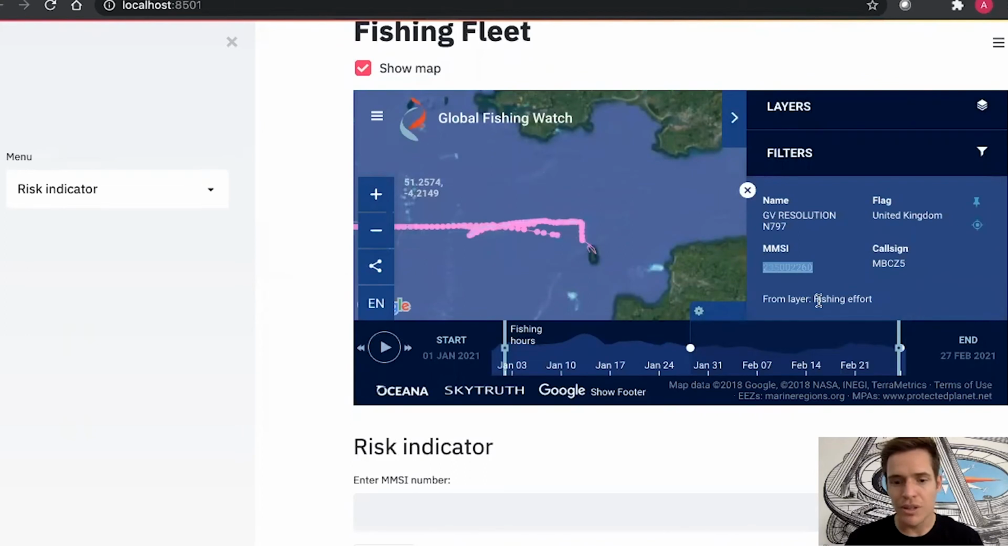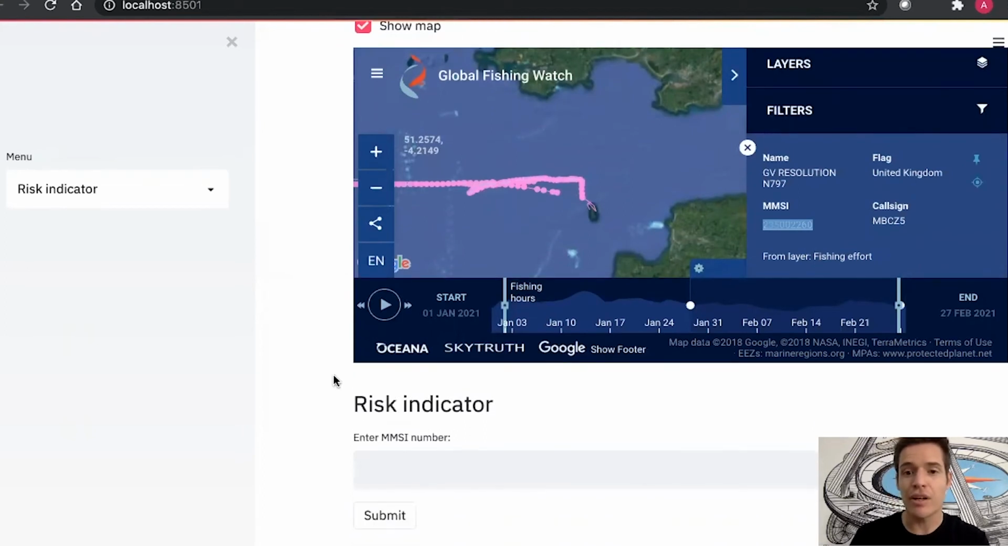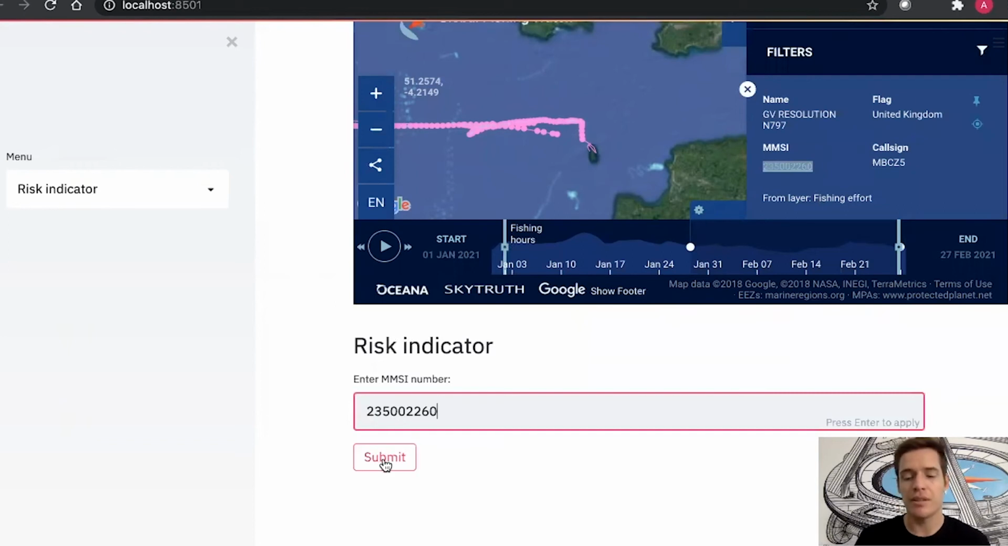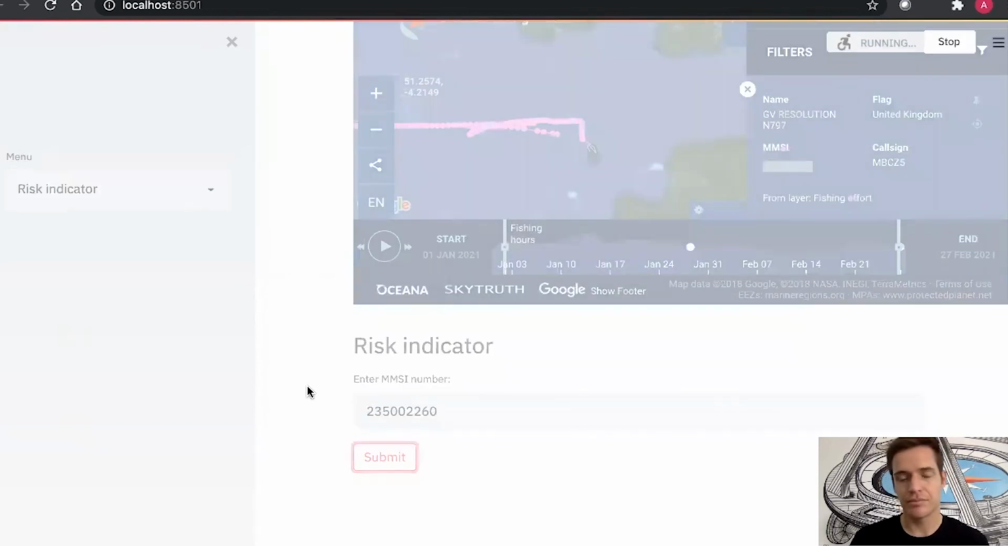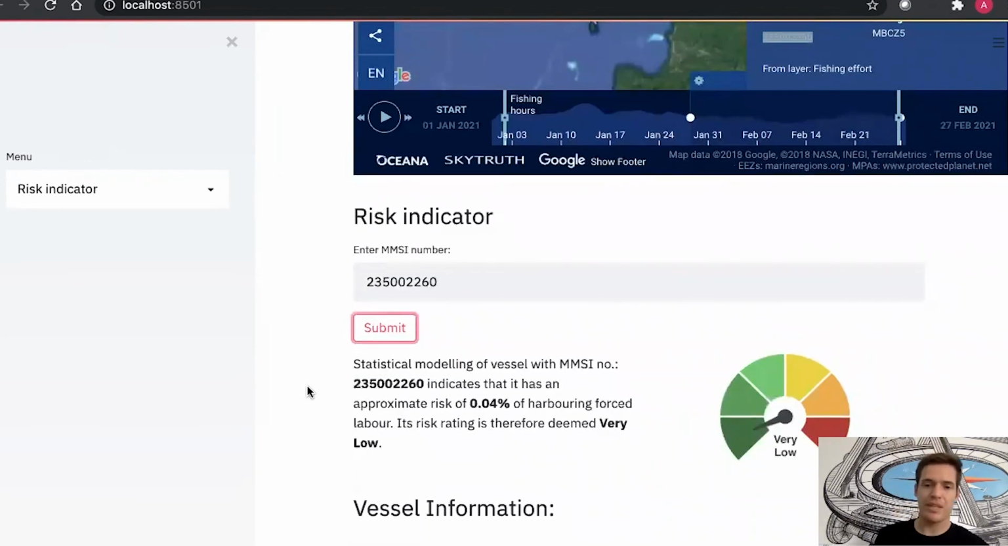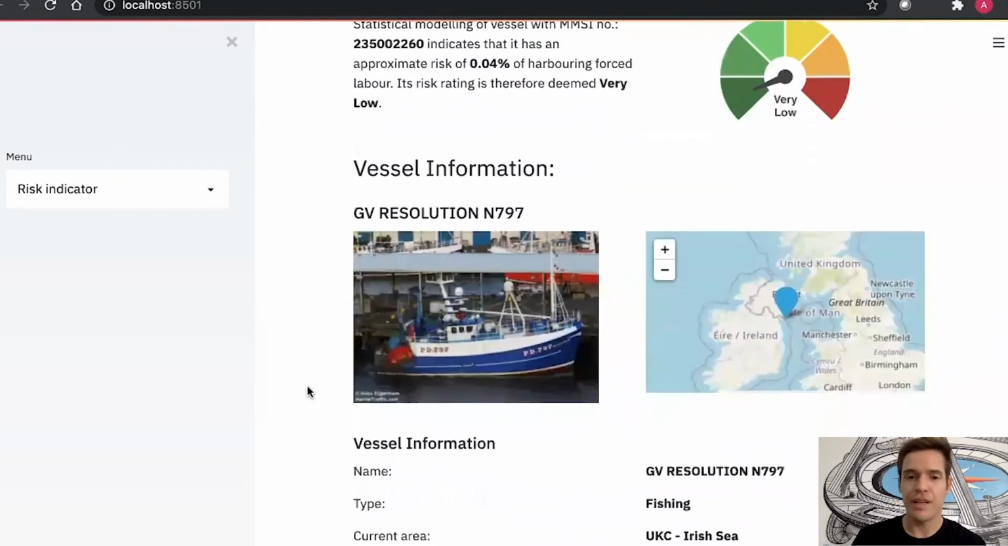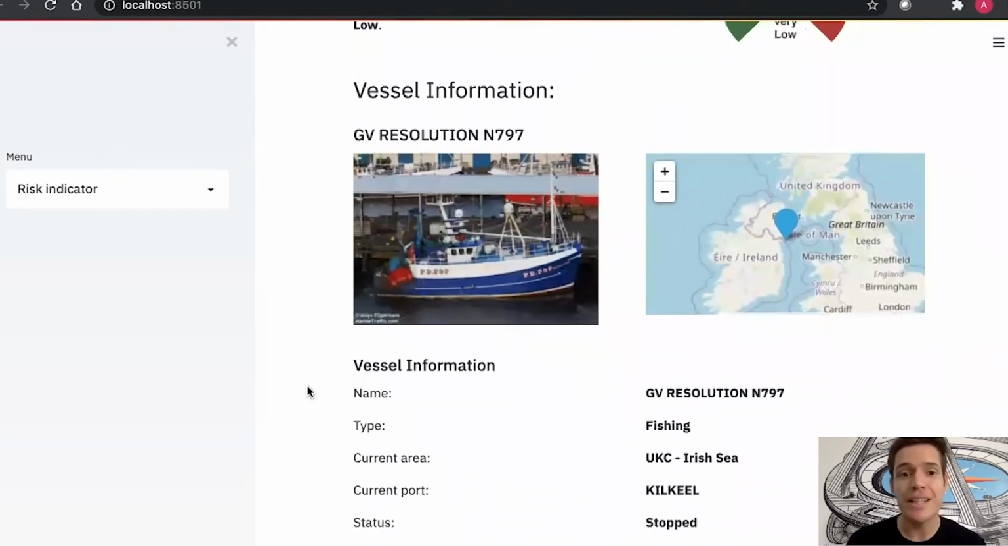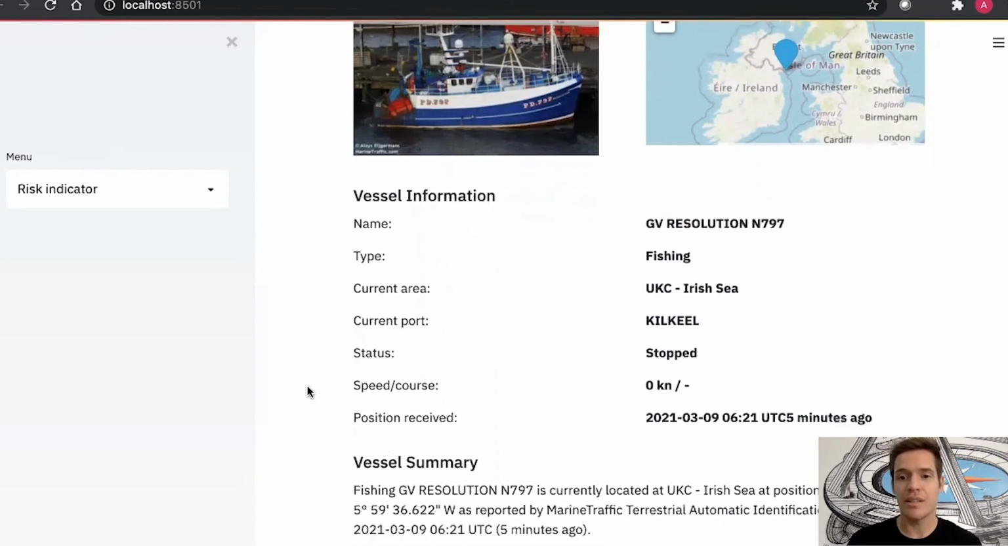I'm going to focus on this MMSI number, which is an identifying vessel number, and put it into my risk indicator to see if this boat is likely to have forced labor. According to my model, this particular vessel has a very, very low chance of harboring forced labor, about 0.4%. The interface has also pulled up some additional information about this boat, its name, in this case the GV Resolution, where it currently is, and some more.